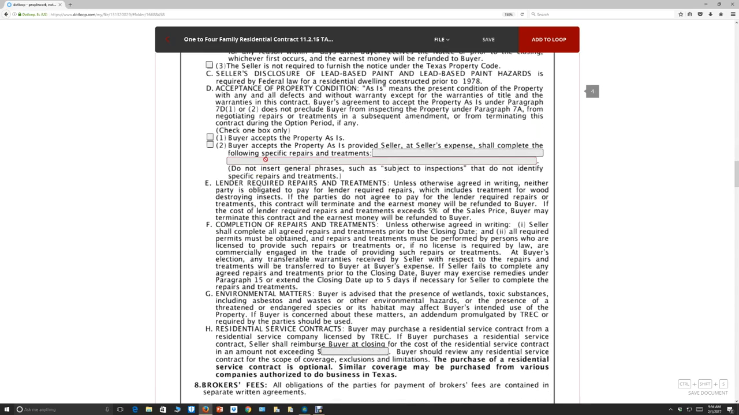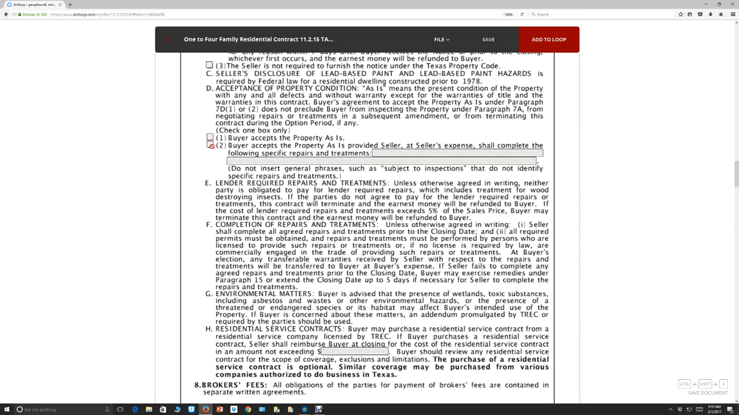We always want, as much as possible, we recommend that you check D1. Buyer accepts the property as is. And then D2 is buyer accepts the property as is, provided the seller at seller expense shall complete the following repairs. So as is means the present condition of the property. Notice it says the buyer's agreement to accept the property as is does not preclude the buyer from inspecting the property, from negotiating repairs, or from terminating during the option period. This really means nothing. I see what I see and I accept it the way it is. I like the house. I'm making an offer.